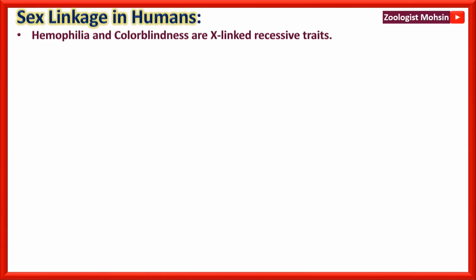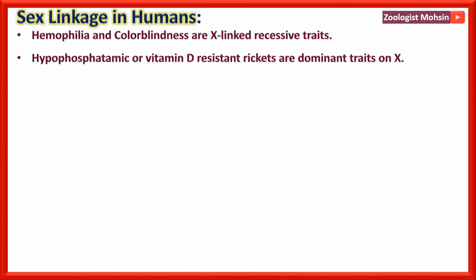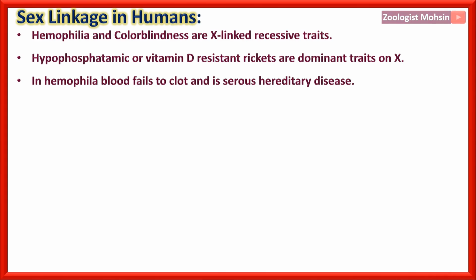Sex linkage in humans. Hemophilia and color blindness are X-linked recessive traits. Hypophosphatemic or vitamin D resistant rickets; vitamin D resistant means this condition is resistant to vitamin D. These are dominant traits on X. In hemophilia, blood fails to clot because the clotting factors are missing, and it is a serious hereditary disease.